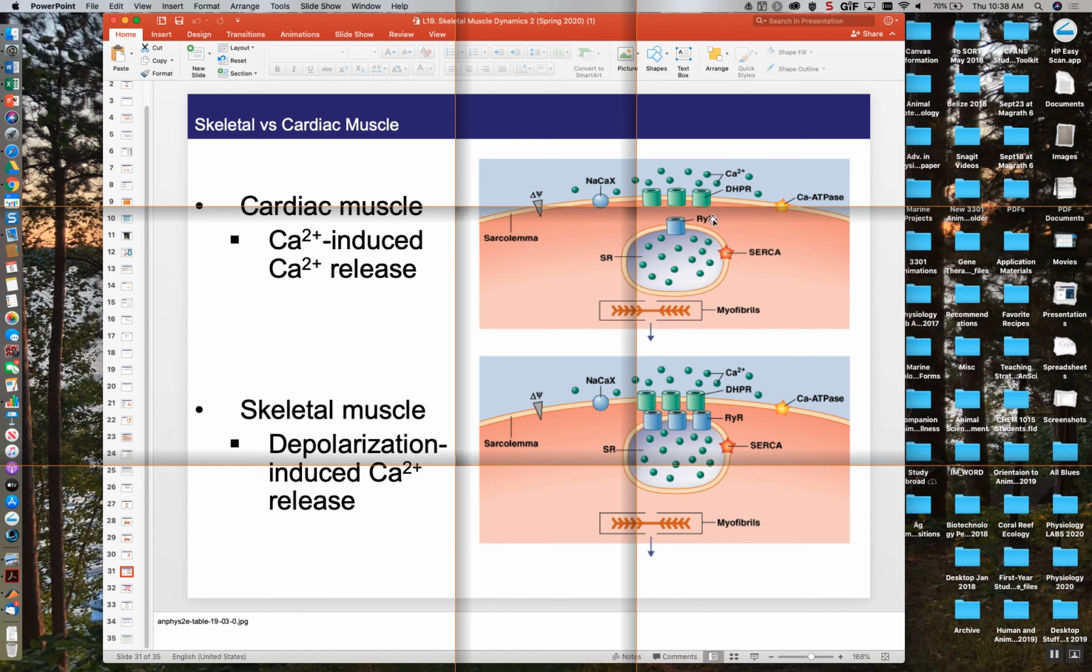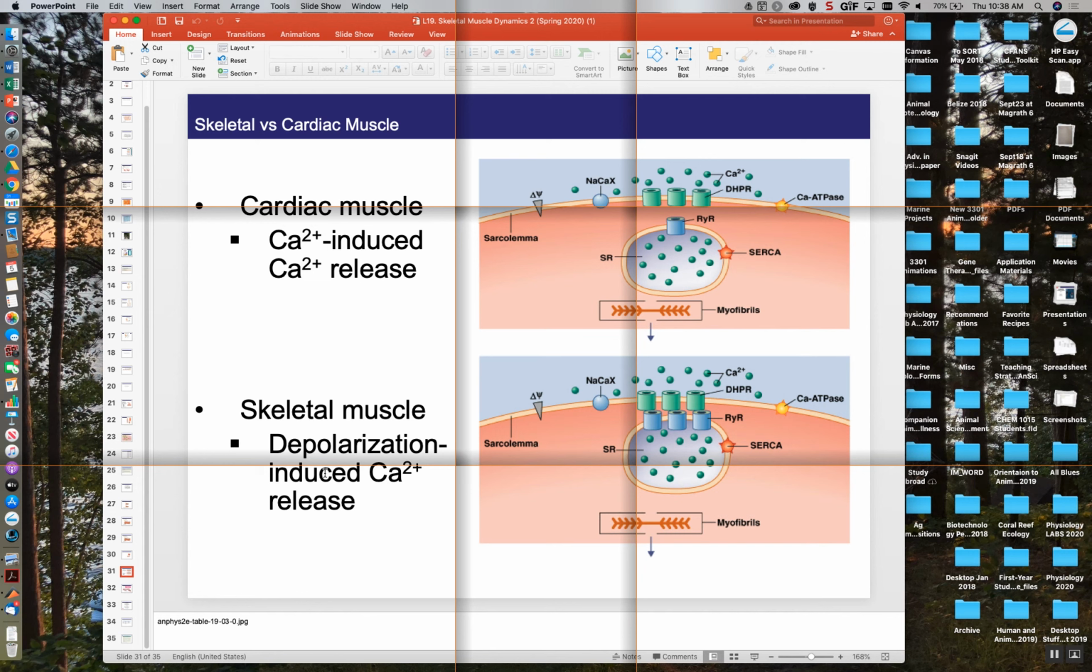Calcium floods into the intracellular space, and then it's calcium that activates the ryanodine receptors. Now you can imagine that this is a positive feedback mechanism. The more calcium that floods into the intracellular space, the more ryanodine receptors are activated, the more calcium floods from the sarcoplasmic reticulum. It's just a way to amplify that response. This is known as calcium-induced calcium release.